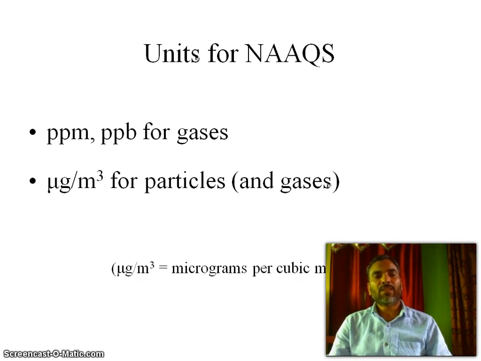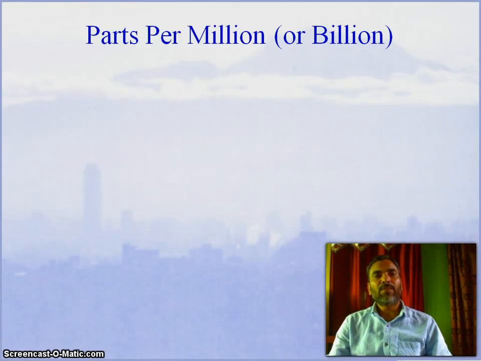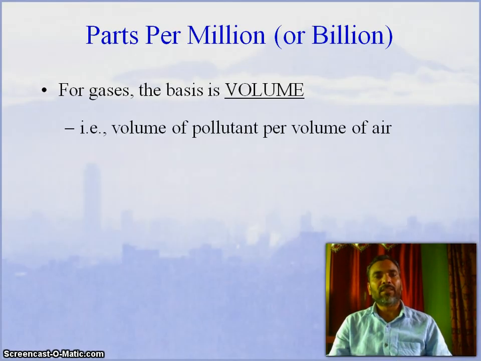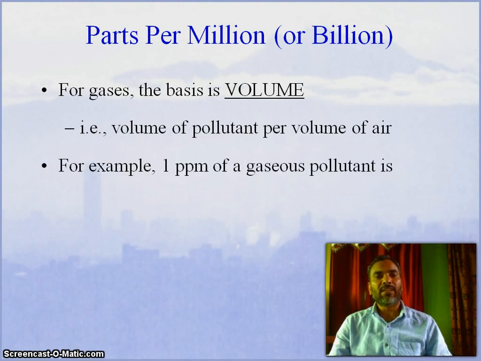Microgram per cubic meter, this is for liquids. Part per million or billion, for gases, the basis is volume: volume of pollutant per volume of air.